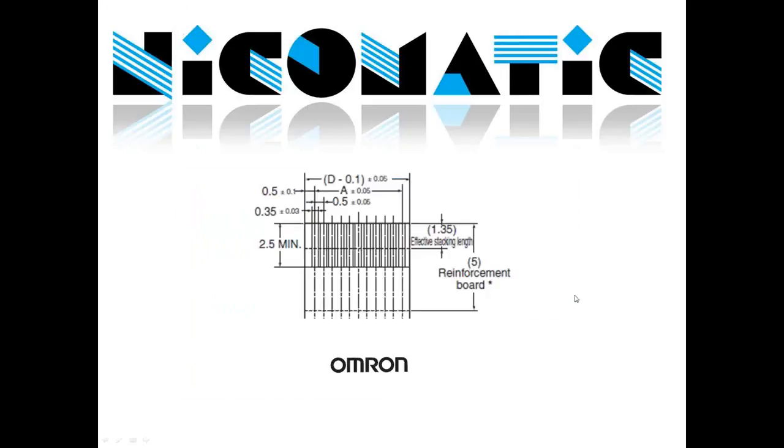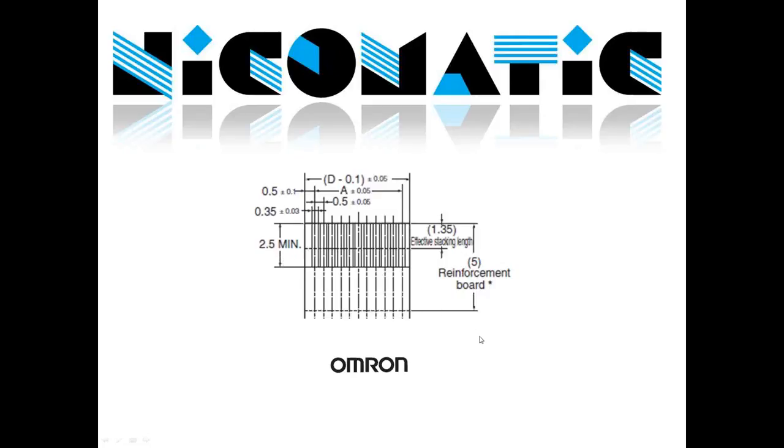So here's a good example of it. This is an Omron design for their connector. You take a look at this exposed area. It's 2.5, but note that word min. They're not looking for 2.5 as a nominal. They're looking for that as a min. So with our tolerances, we can always hit that.